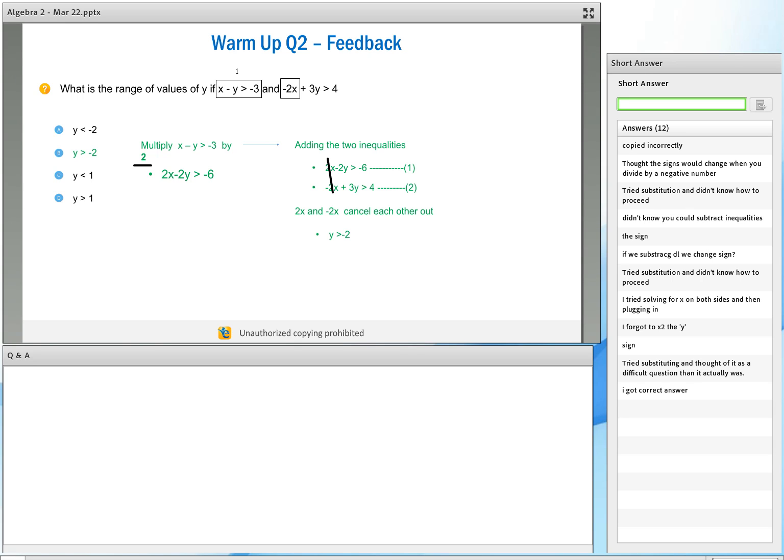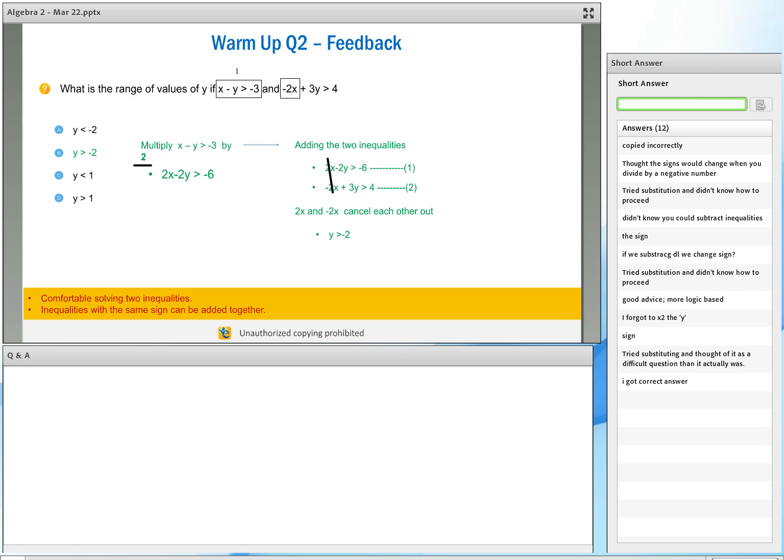If you copied it incorrectly, please make sure you copy it correctly. Don't make that mistake, because you did all the hard work and then you still made the mistake. So what did we test? You want to make sure that you're comfortable in solving two inequalities, and you know that inequalities with the same sign, and here you have greater than in both of these, that's the same sign, you can add those inequalities together.